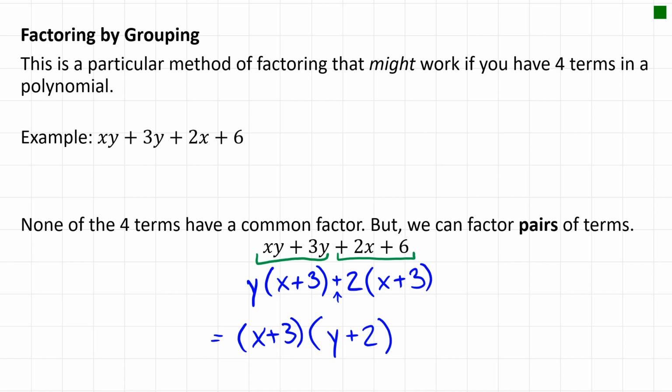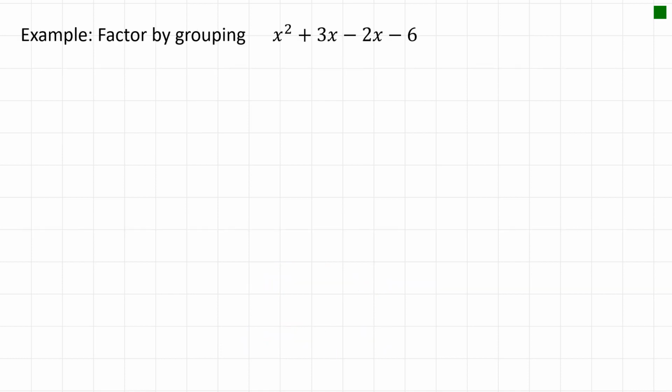Even though I had 4 terms with no common factors, by factoring the pairs of each group, I was able to factor the expression. So I'm going to run through a couple more examples of factoring by grouping. So here's my pairs. Now it's important that this negative be here in the second group. Always keep the signs there. But I'm separating these groups by a plus sign.